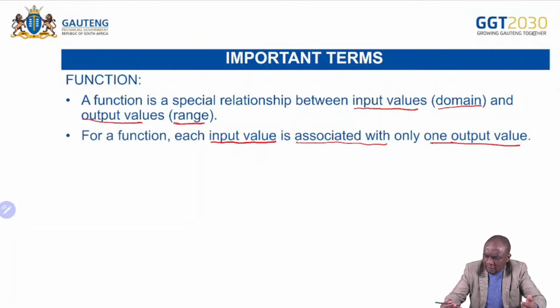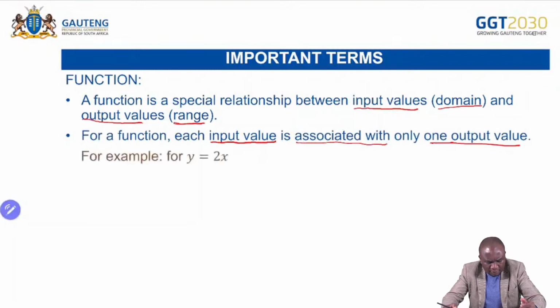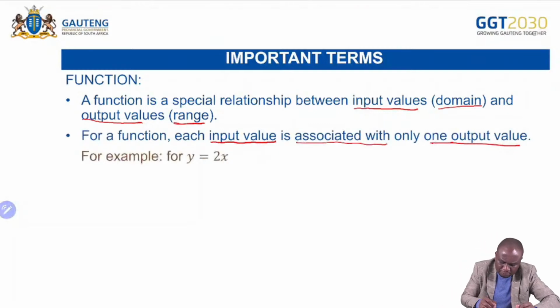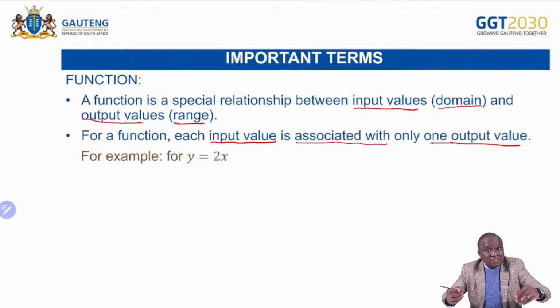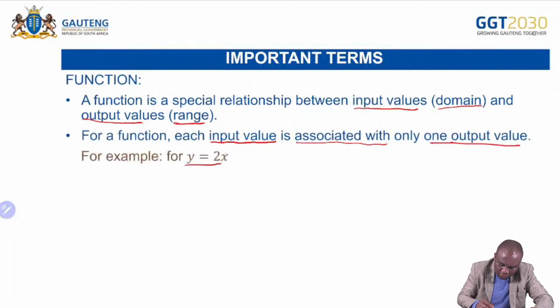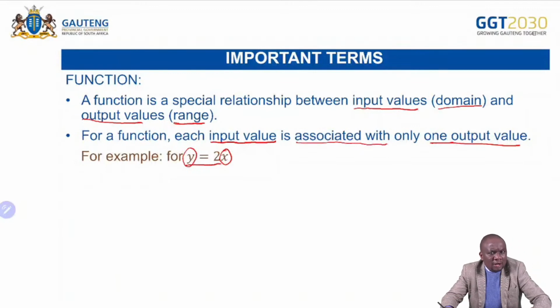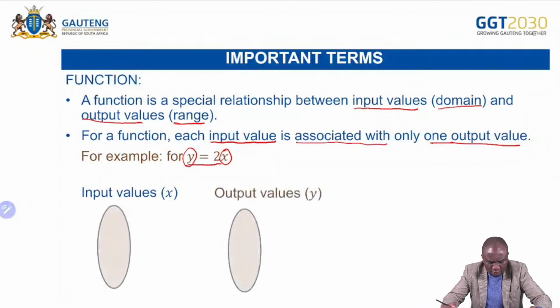Let me just explain that further. For example, let's say we have this formula. Remember, a function can be represented using a formula. y = 2x. X is where we put the input values, and y are the output values. That's another thing: x is the input values, y the output values. If we put the input values into this formula, if we put -1, 2 times -1, what do we get?